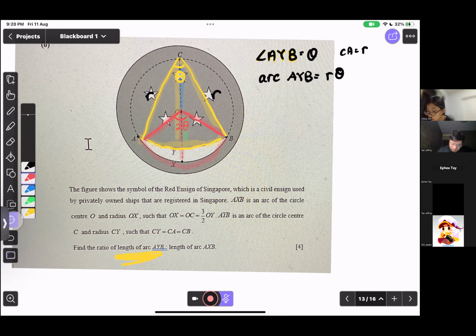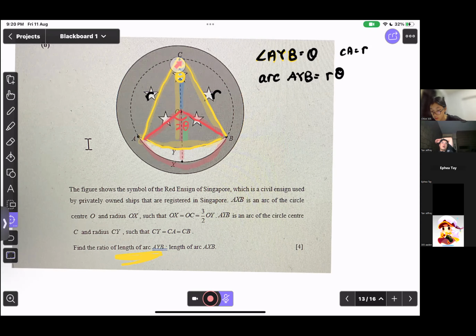Then the question comes. OX is 3 over 2 of OY. Then that means this is 3 over 2 of this as well. So if this is R, I believe this is 2/3 of R, because they say this one is R. This whole thing is R.